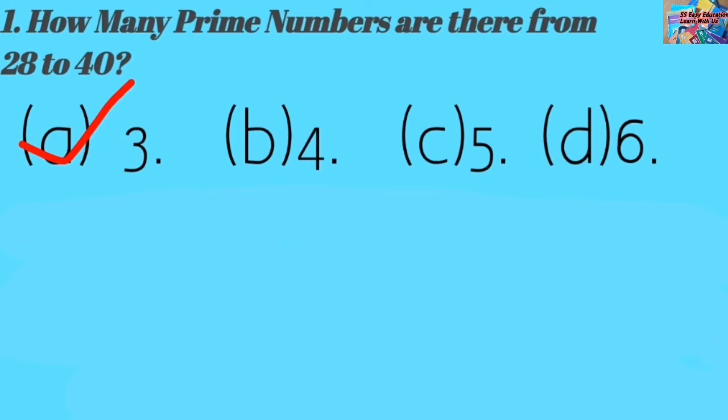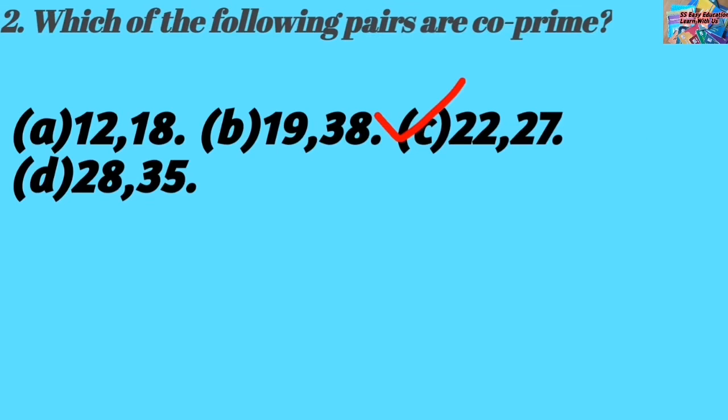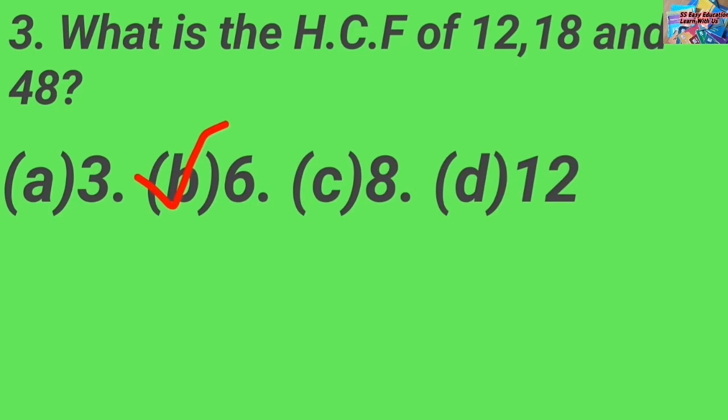As you can see, I did it like this. How many prime numbers are there from 28 to 40? There are 3 prime numbers from 28 to 40. So let's do number 2. Number 2 is, which of the following pairs are co-prime? It is 22 and 27. I didn't do any rough, but if you need to do rough, then you can do it in another rough copy. So now it's number 3.